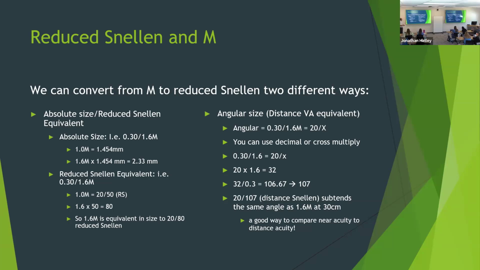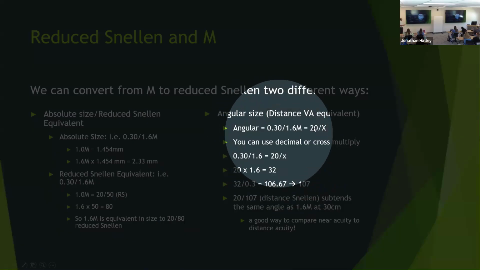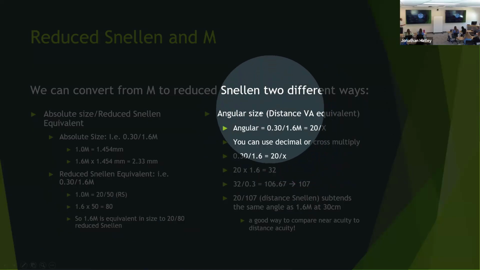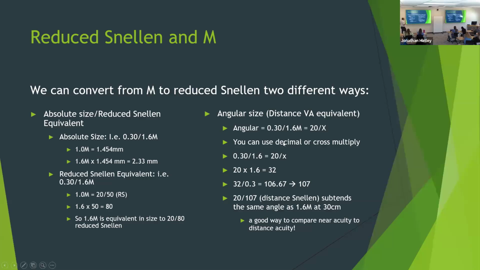Over on angular size, remember that with the M acuities, since it is based on angular, you can convert directly to the angular Snellen. And so I recommend cross-multiplying in this case. As you can see here, this is one of those weird ones. Maybe you can do them in your head, but I can't. So I would put this in a cross-multiplication where 0.3 would be on top, 1.6 on bottom, equal sign, 20 on top, X on bottom, and then I would multiply. So it would be 20 times 1.6 and then divided by 0.3 in order to get that acuity of 107. And that would again be the angular Snellen equivalent, not the absolute size.